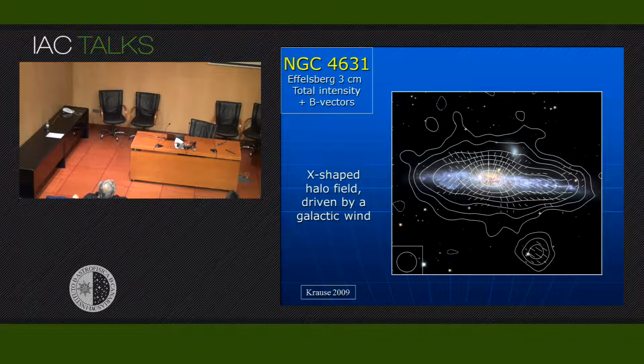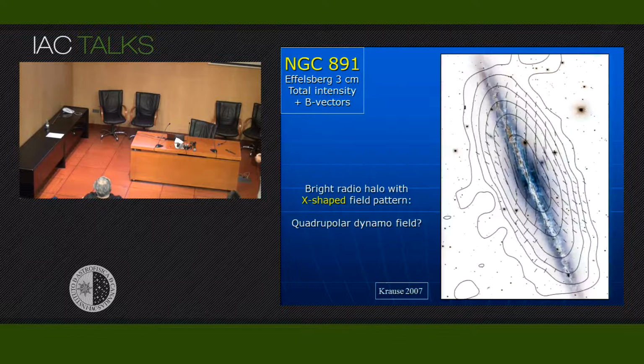But the radio halos don't look like the dynamo predicts. The dynamo predicts dipolar or quadrupolar. Dipolar goes this way. Quadrupolar goes this way. So it has this pattern here. That's not what we observe. We see X-shaped. We see a completely different property of the magnetic field. So no dynamo can explain why there are X-shaped fields here.